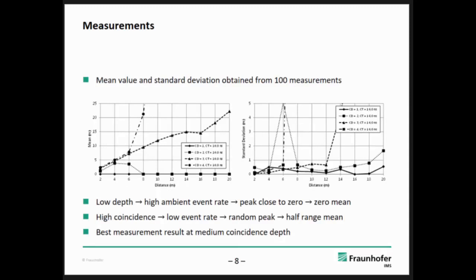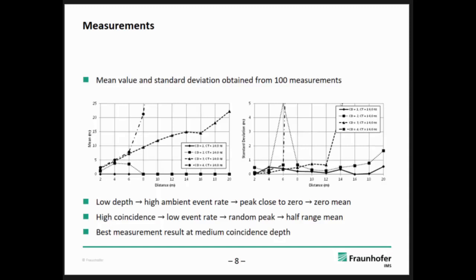So this is now the measurement for the 4 different coincidence steps from 1 to 4 over distance from 2 to 20 meters. Here we can see that if we have a low coincidence step, so 1 or 2, then we are only detecting the background light, and our peak is always, as we have seen in the previous slide, at 0, and therefore we get a mean value of 0. Okay, our standard deviation is also 0, but at the wrong position.